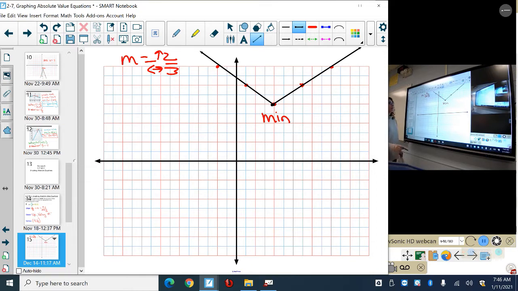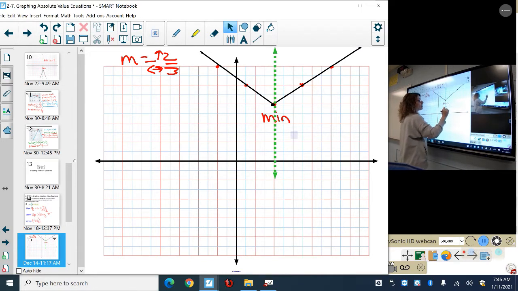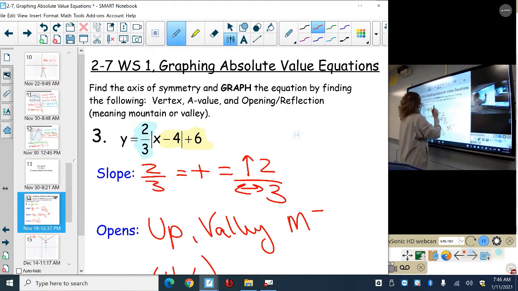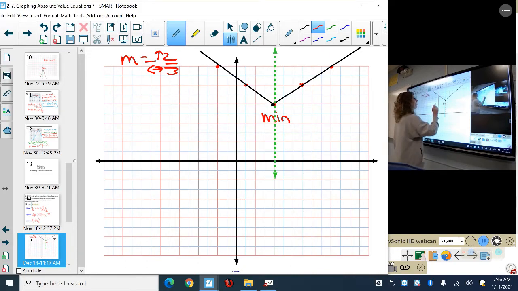There is your lovely absolute value graph. My axis of symmetry goes straight down my vertex. And my axis of symmetry, we understand it to be x is equal to 4, okay?